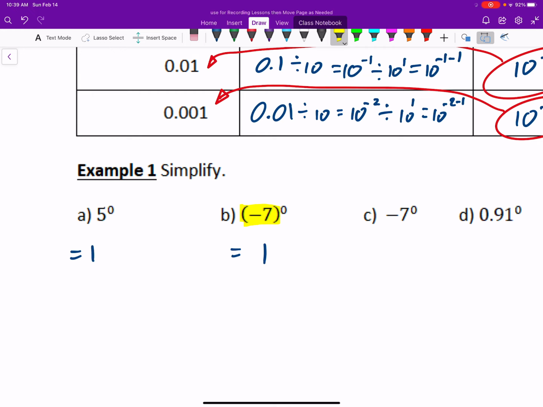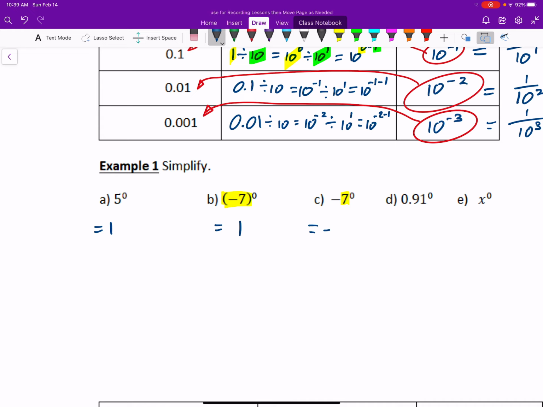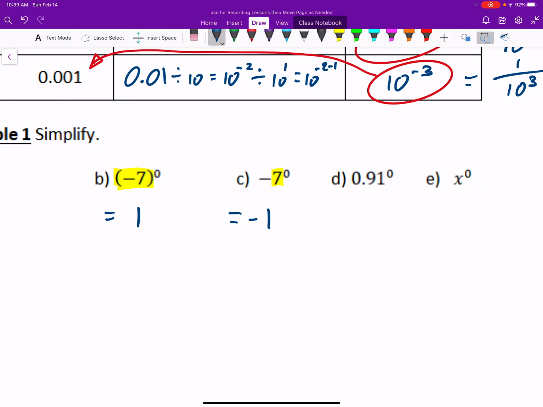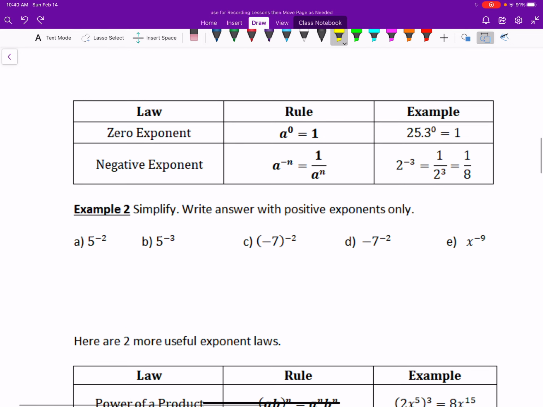But compare that to part C, where there's no brackets. That means that 0 is only on the 7, which means that the minus sign stays there, and then we put 7 to the 0, which gives me 1, so altogether it becomes negative 1. Decimal, that's on the whole decimal, that just equals 1. And if it's a variable, it still just equals 1. Anything to the exponent 0 equals 1. But this one is different, not because the rule is different, but because the negative sign is not affected by that 0. If it was, it would have become a positive as well.